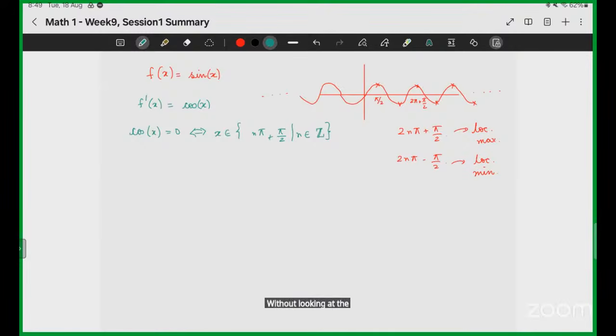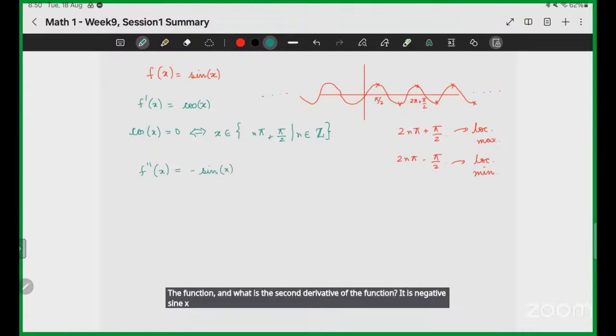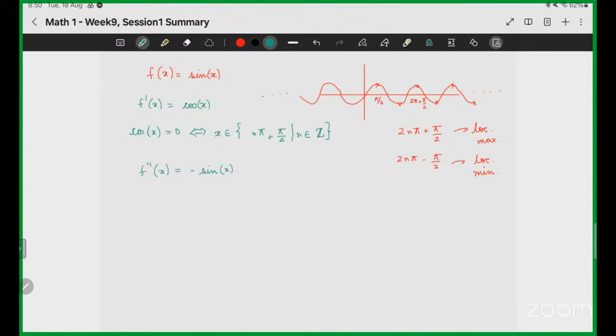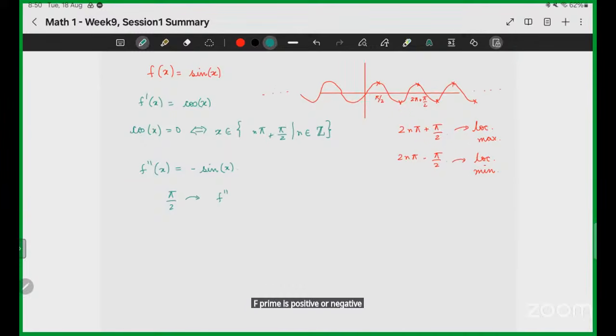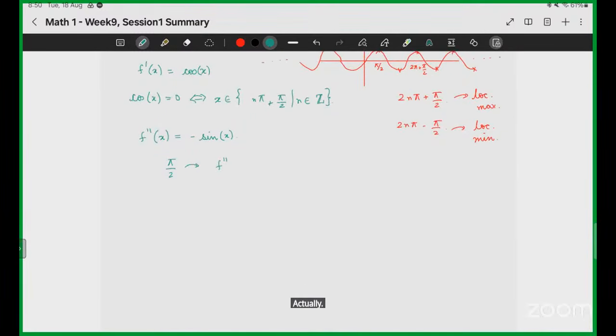Without looking at the graph, if we want to solve it, we'll compute the second derivative of the function. And what is the second derivative of the function? It is negative sin x. So let's take a few candidate points. At pi by 2, f double prime is positive or negative? Negative. At 3 pi by 2, it's minus sin x.